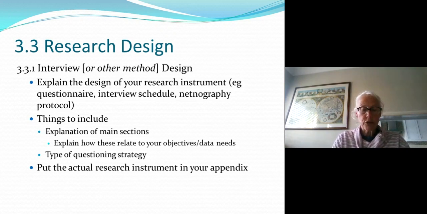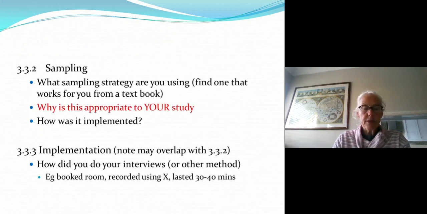And what you want to do is put the actual research instrument in your appendix. So that's a copy of your interview questions or a copy of your questionnaire schedule questions or your focus group protocol, whatever, you put that in the appendix. And then the next section in research design is sampling. So 3.3.2 might be sampling. So what sampling strategies are you using? And basically I suggest you find one that works for you. And obviously I've done some recordings on sampling, so you can go and have a look at that. And you need to explain why it's appropriate for your study and how it was implemented.